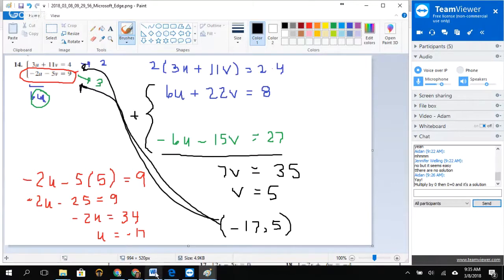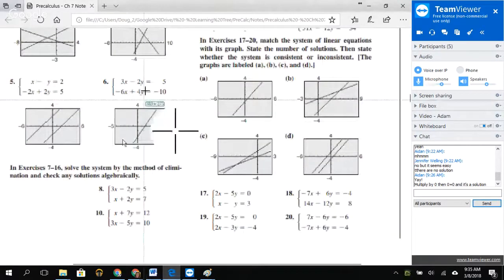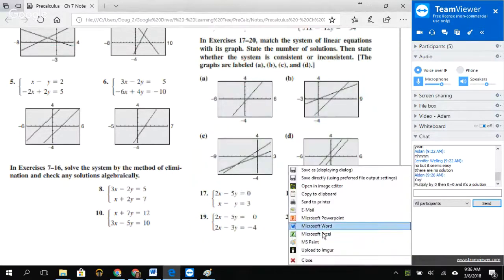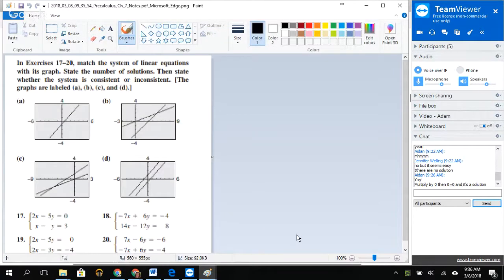All right, last example, unless anybody has any other questions. These are actually in your homework. 17 through 20 is in your homework, so we'll just give you a little head start on that. It says in exercises 17 through 20, match the system of linear equations with its graph, state the number of solutions, then state whether the system is consistent or inconsistent, which we haven't talked about yet. And the graphs are labeled A, B, C, and D.